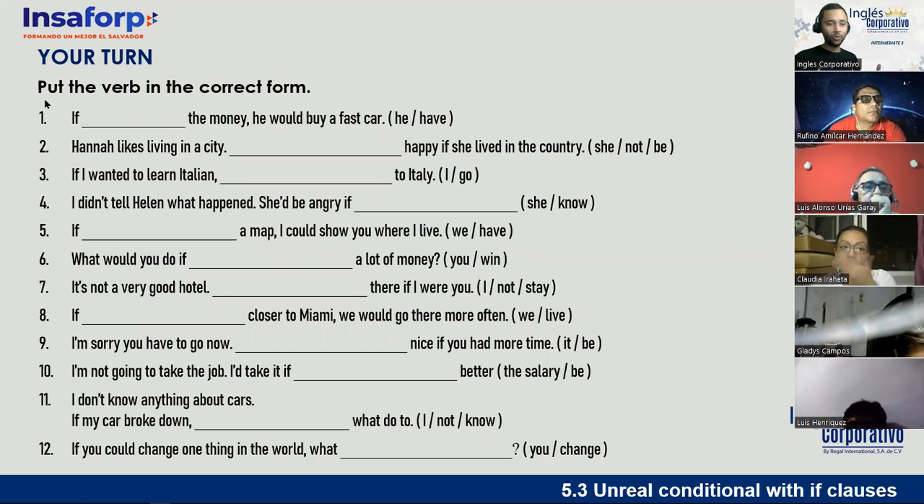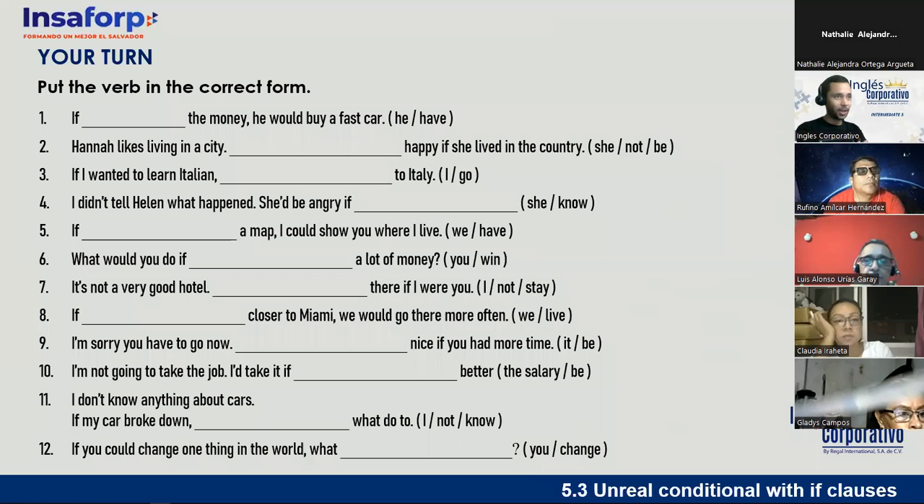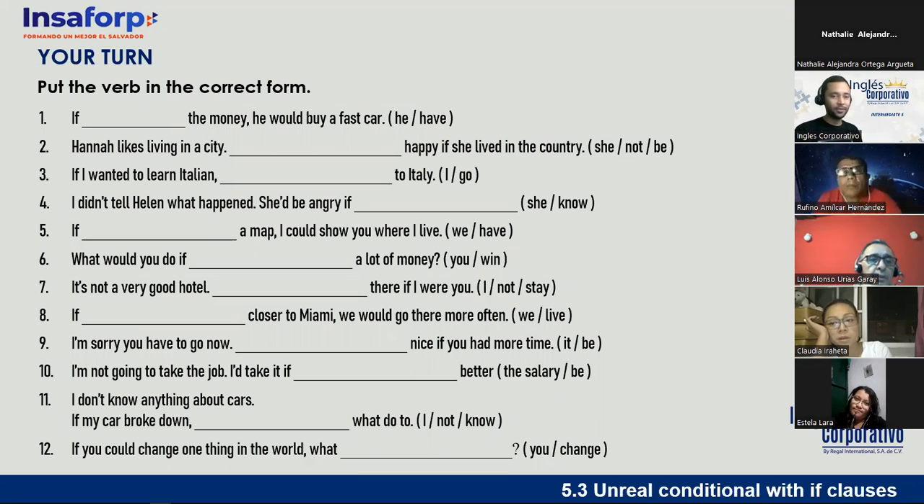Number one. Put the verb in the correct form. If he have the money, he will buy a fast car. The subject is he and the verb is have. Natalie: If I had. If he had. If he had the money, he would buy a fast car. Correct, Natalie. Thank you very much. If he had the money.